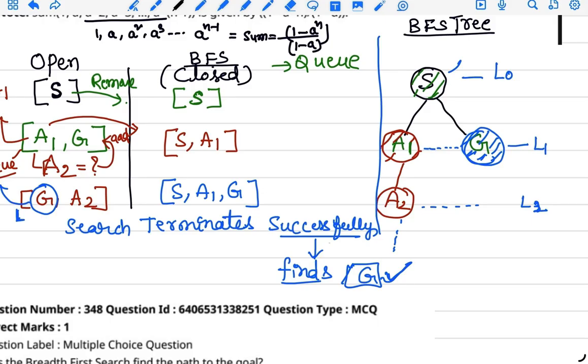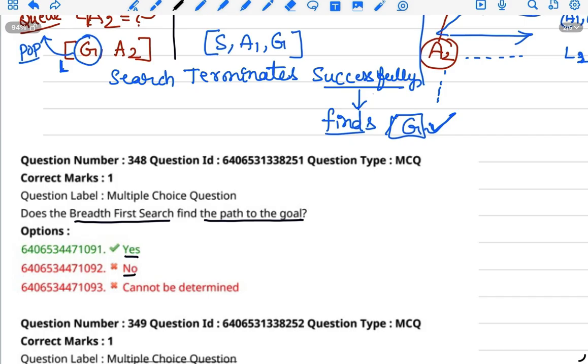So how did the BFS explore? Level by level. First, in level 0, S is explored. Next, what are the elements in level 1? A1 and G, right? First A1 is explored, so that is left to right, from S to A1 and G. Next it will reach like this, exploring in this arrow direction, level by level.